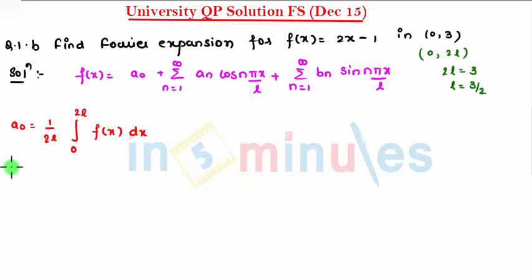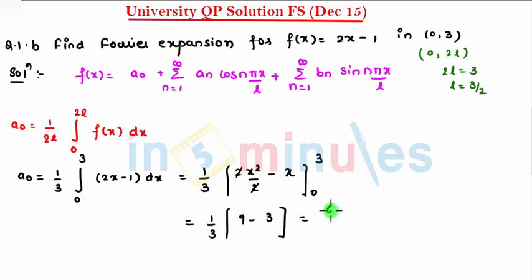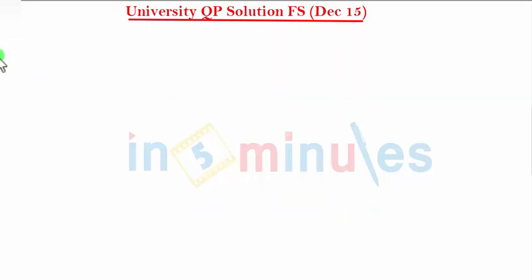So let's substitute now. a0 is equal to 1 upon 3, integral 0 to 3, f of x is 2x minus 1 into dx. That comes to be 1 by 3 times 2x square by 2 minus x, from 0 to 3. 2 and 2 get cancelled. This comes to be 1 by 3. When we put 3, that becomes 9 minus 3. That comes to be 6 divided by 3, which is nothing but 2. So I got this as a0.